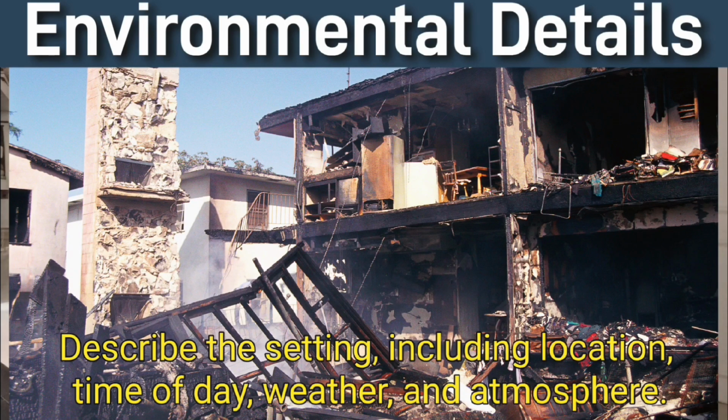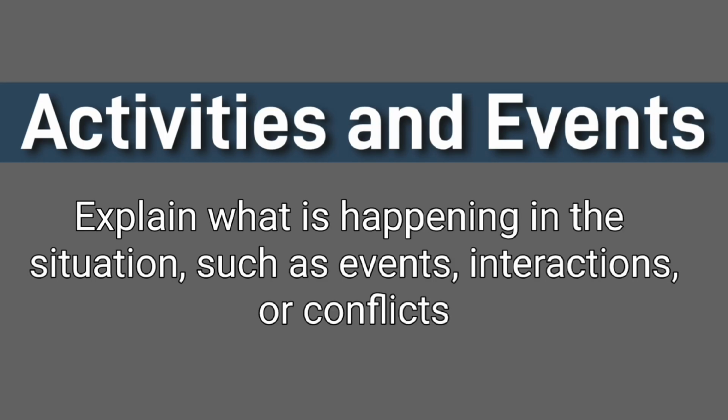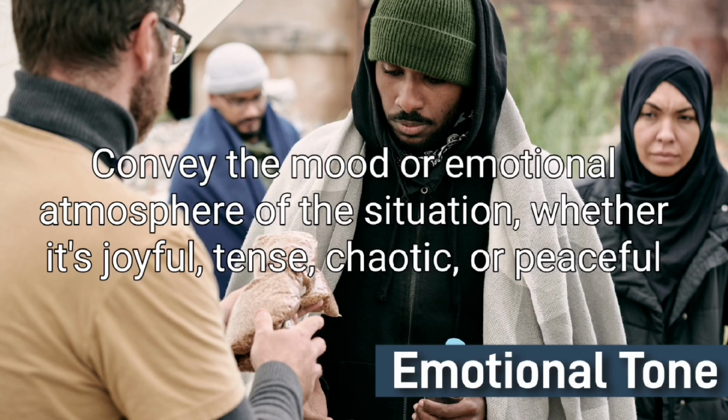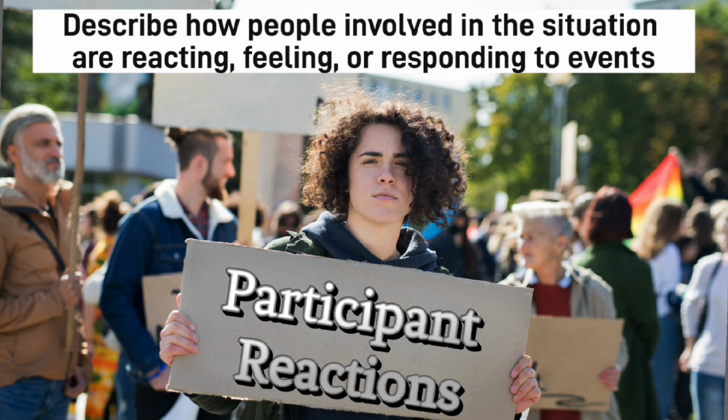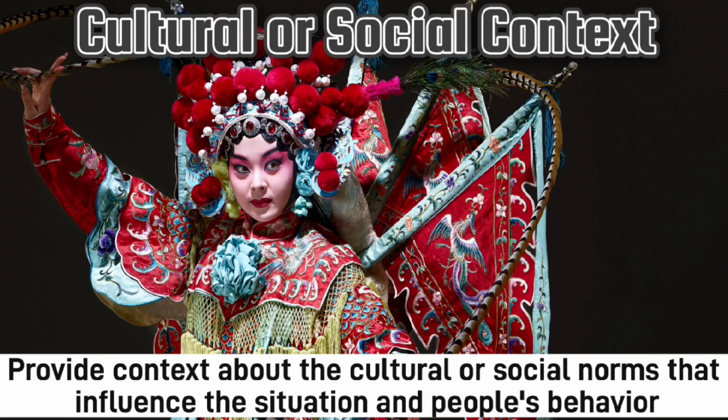For example, we can talk about environmental detail, just like location, time, weather, atmosphere, as I just said. And then the activities and events, we can explain the happenings in the situation, conflicts, etc. And we can convey the mood or emotion of the situation, whether it is joyful, tense or chaotic. We can talk about those all things. And then participant reactions also, how people are involved in the situation and are reacting and feeling. Its social and cultural context also we can talk about. And that's how we can explain situations.